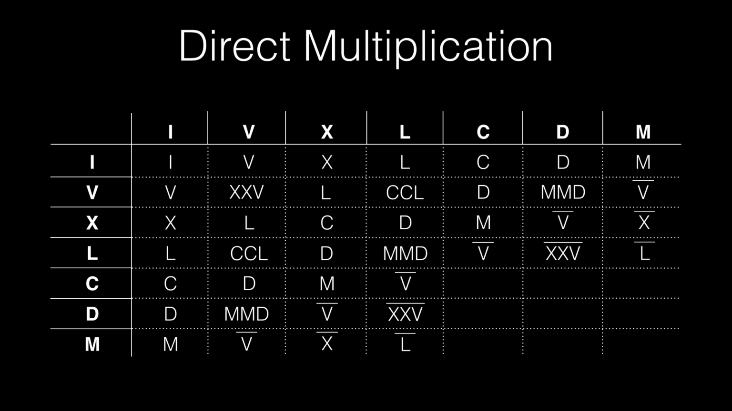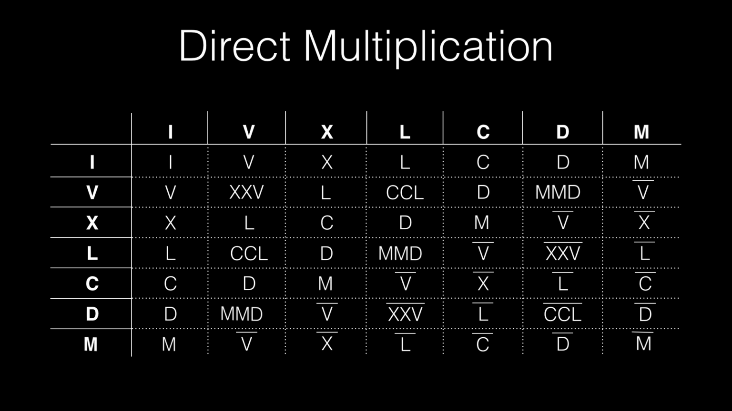Okay, C times C is X bar, 10,000. C times D is L bar. C times M is C bar. D times D is CCL bar. D times M is D bar, and M times M is M bar. Of course, since every M can be written as an I bar, notice the term on the bottom right. It's got 2 bars over it.